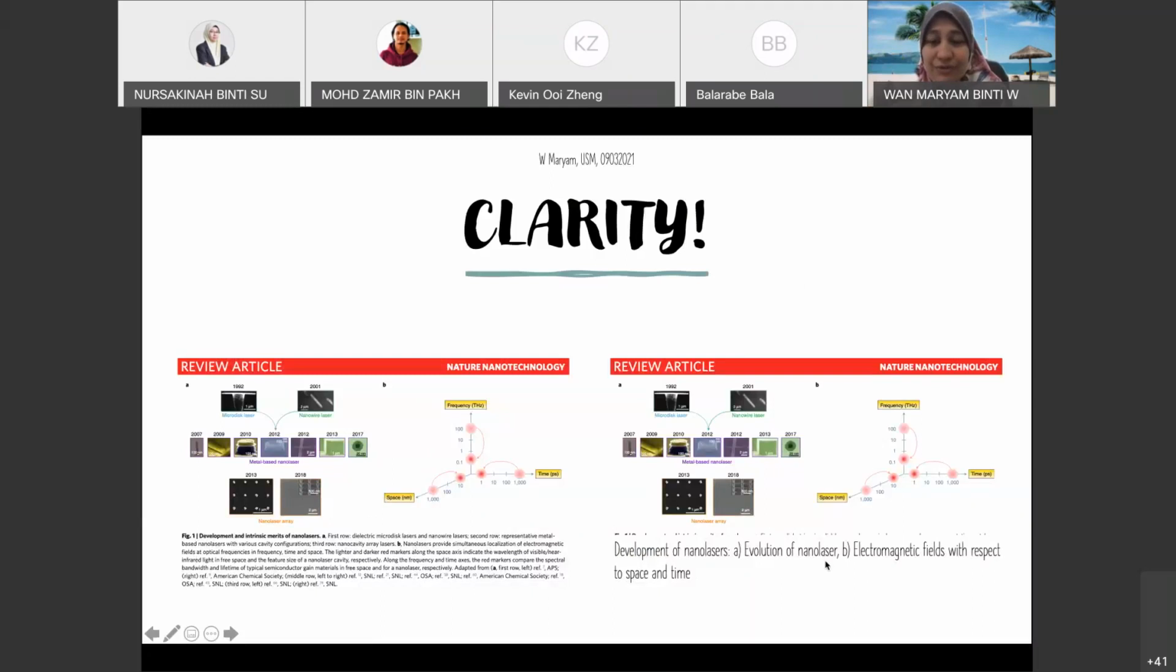Unless for something else. Let's say I just want to be brief. Development of laser. A is evolution of laser. B is electromagnetic field with respect to space and time. I can just say that, but it's not clear. So it's very important to be clear about your nice pictures, and to be clear is to have a good caption. Okay, right?